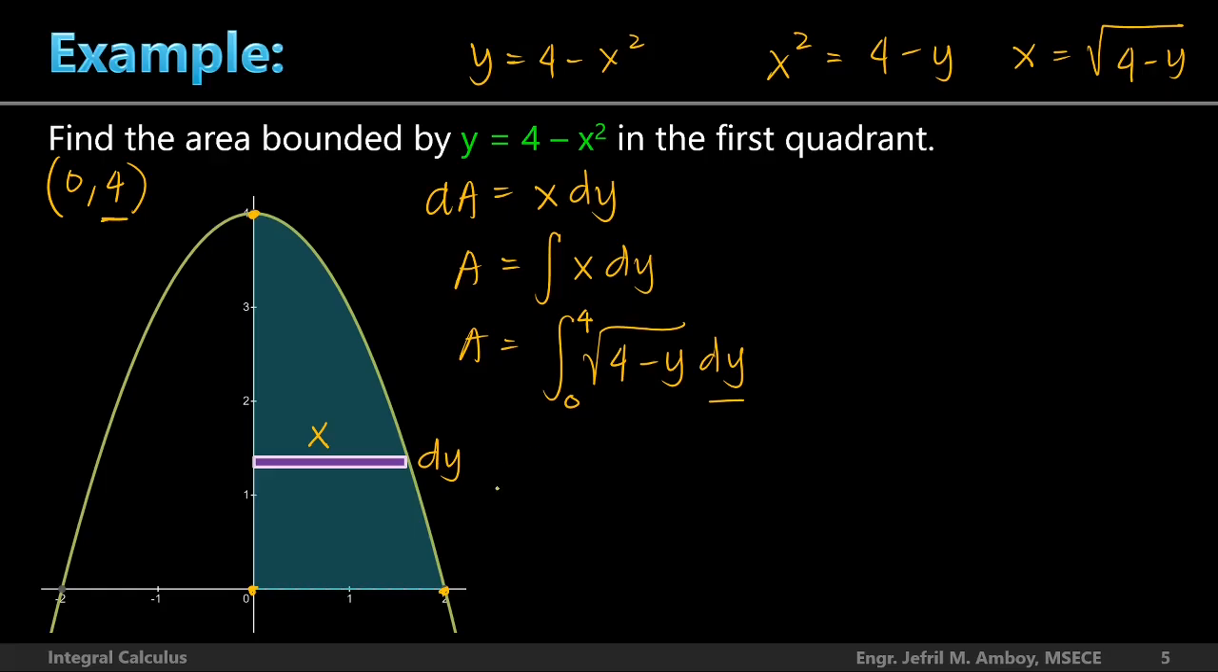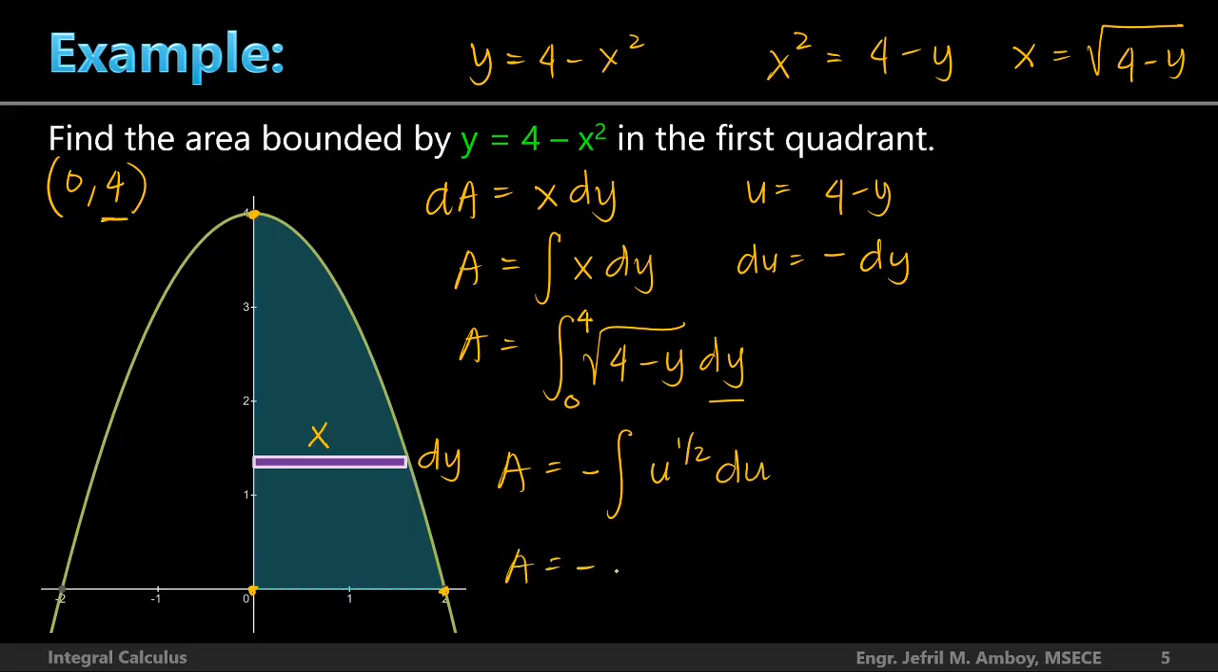Okay, integrating this manually. We can use the substitution method if I let this be equal to u. So my u is equal to 4 minus y. Then my du would be negative of dy. And I can express this as the integral of u raised to 1/2 and then dy. Okay? May negative sign doon. Because here, dy is the negative of du. Sorry, it should not be dy. Rather, it should be du. Okay? Du. Ayan.